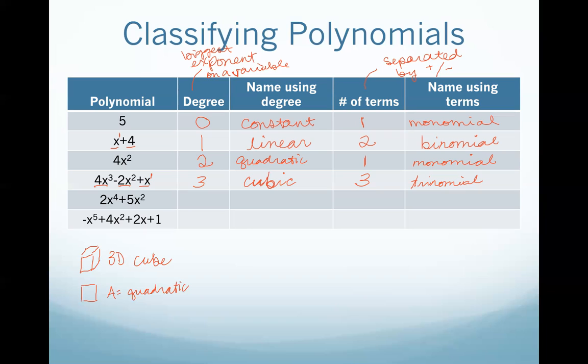In our next example, we have 2x to the 4th plus 5x squared. I want you to try this one. What is the degree and the number of terms? And then we'll name them together. So we should get a degree. We have 2 exponents, 2 and 4. The biggest one is 4. And if we have a 4th degree, it's called quartic.